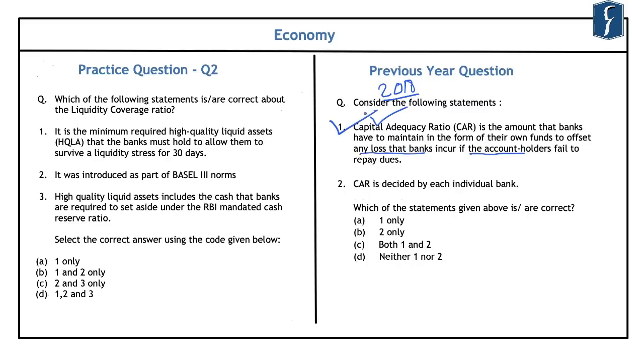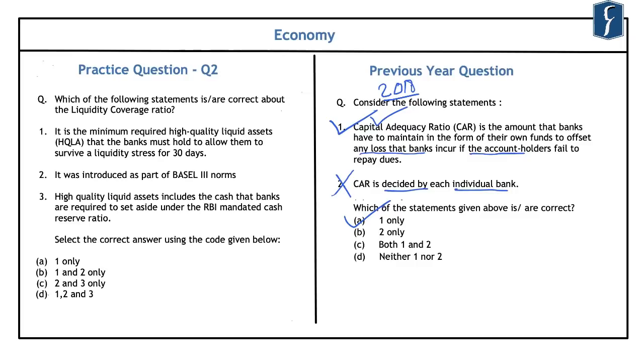However, the second statement that CAR is decided by each individual bank is incorrect, because this CAR ratio is decided by the central banks. And in case of India, it is decided by the Reserve Bank of India. So the correct answer was A, that is 1 only.